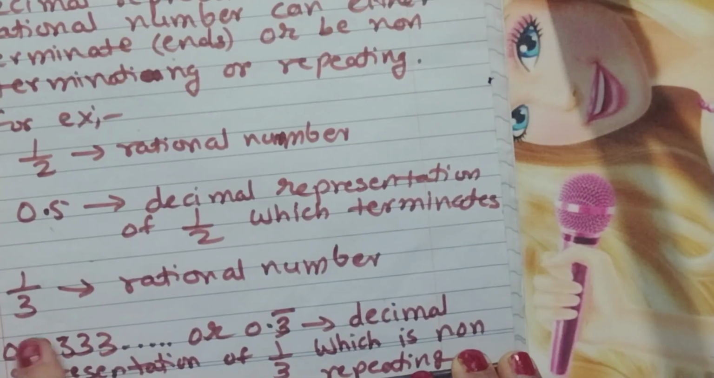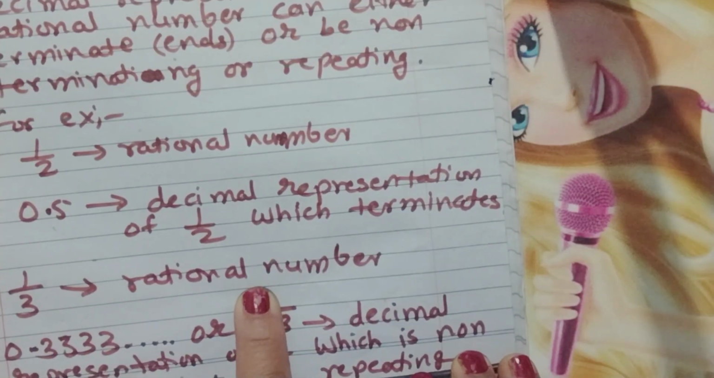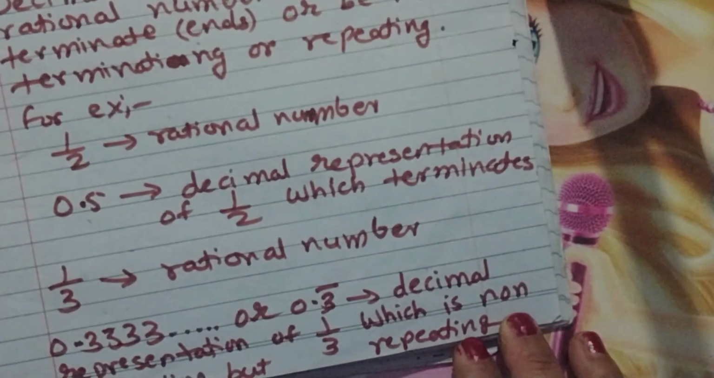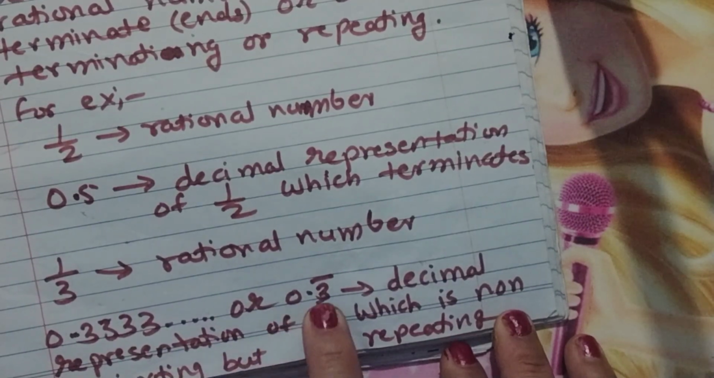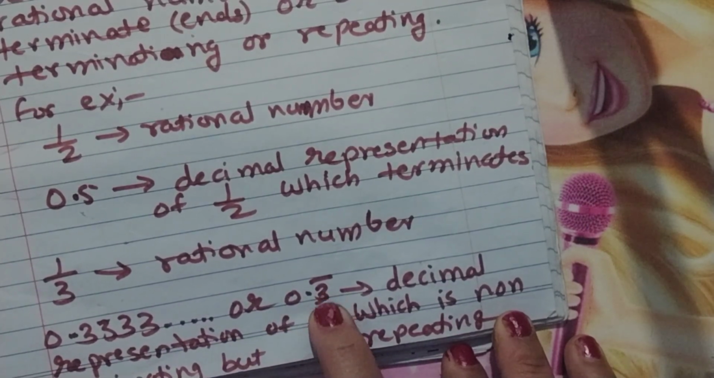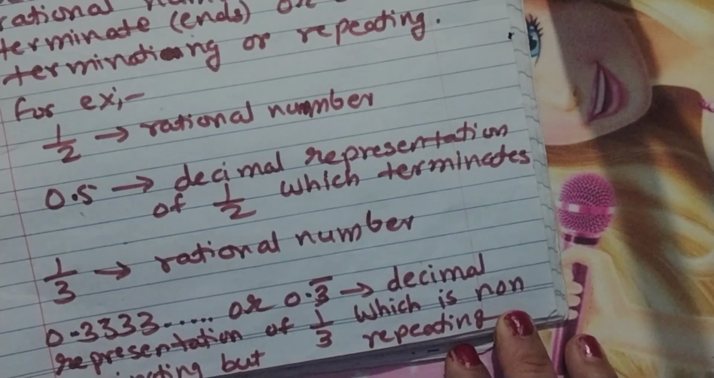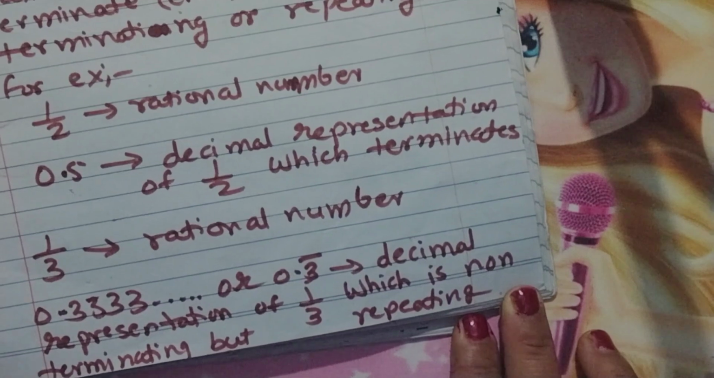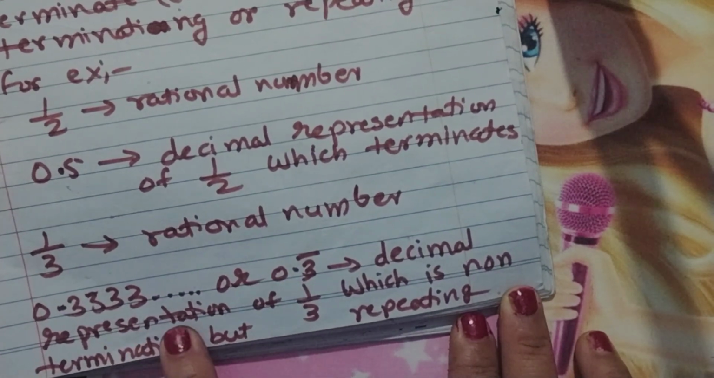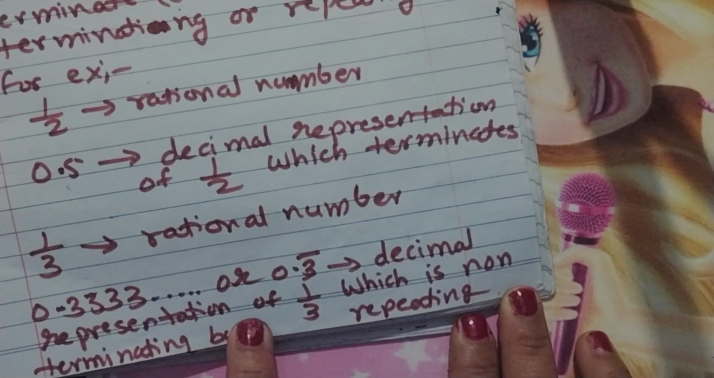But if you take the example of 1 upon 3, which is also a rational number, its decimal representation is 0.3333 and so on. So it shows that this 3 is repeating. So the decimal representation of 1 upon 3 is non-terminating but repeating. So we can say that it is an example of a non-terminating, repeating rational number.